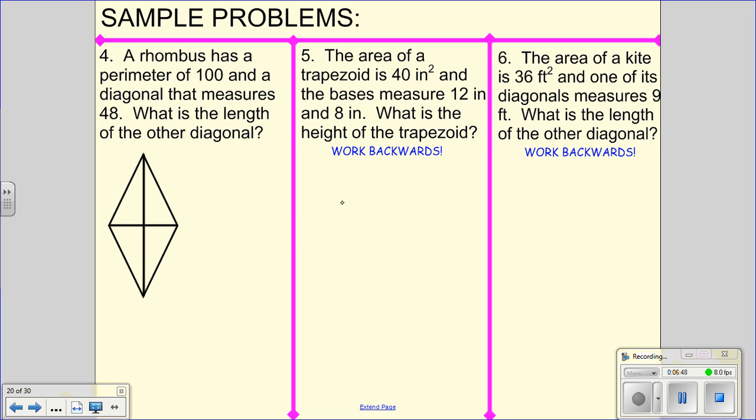On number 4, it tells us that a rhombus has a perimeter of 100 units, and the diagonal that measures 48. What is the length of the other diagonal? So we know from a previous unit that the rhombus has 4 congruent sides. So if the total perimeter is 100, we can find each side by dividing it by 4, and we would get 25.